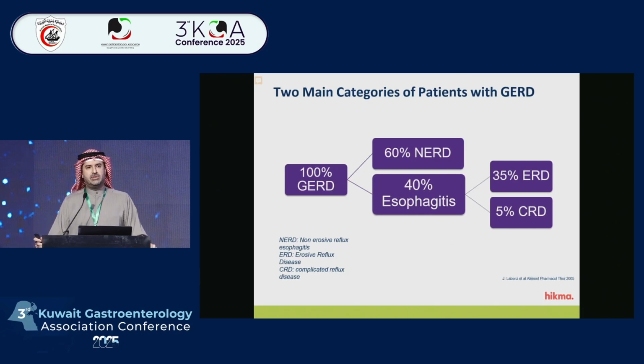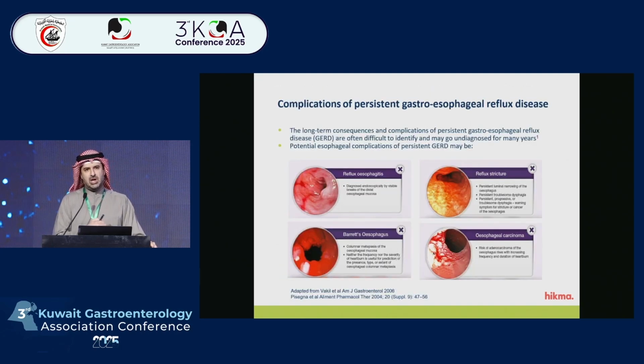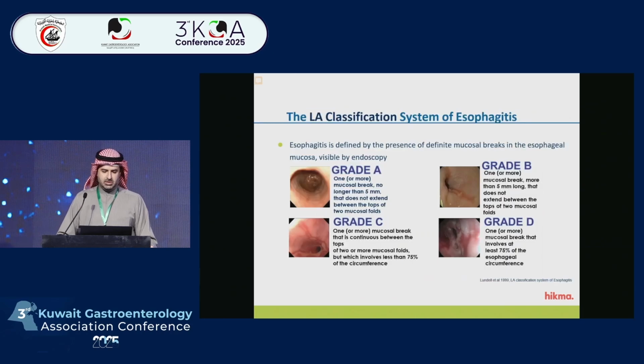So there are two main categories of GERD. We've got erosive esophagitis basically, and non-erosive reflux disease. And out of the erosive esophagitis, you have the erosive esophagitis and the complicated reflux disease. And why do we worry about reflux? I think Dr. Wadha mentioned one of the main complications very nicely in her Barrett's esophagus lecture. Reflux esophagitis can lead to peptic strictures and can lead to Barrett's esophagus, which obviously can lead to the dreaded complication of esophageal adenocarcinoma.